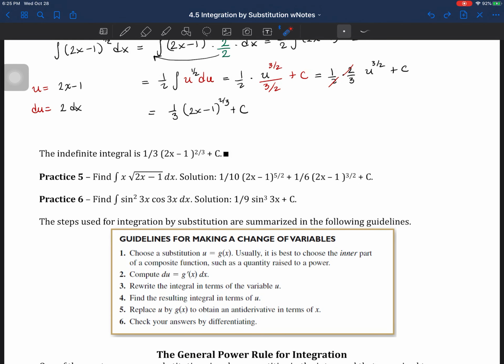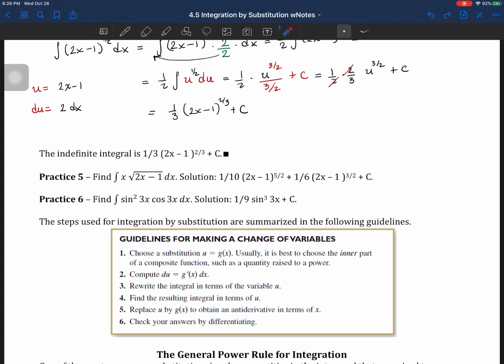And we can apply the same technique for practice 5, practice 6. The same argument, we're going to use u substitution and then apply the antiderivative and then go back. So these are some guidelines. I promise we get to do more of this, right? So I'm just going to do some guidelines and then we'll practice a few more times.